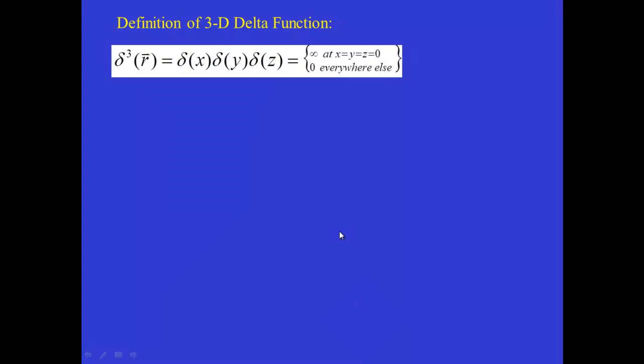Finally, the Dirac delta function is often expressed for a three-dimensional world because particles, like electrons, exist in 3 dimensions. We can define a three-dimensional Dirac delta function using the notation delta cubed of r vector as the product of the three delta functions for the three coordinate directions. Here in a Cartesian system, it would be delta of x, delta of y, delta of z, and it has the familiar property that it's equal to infinity at the origin, where these three are all 0, and it's equal to 0 everywhere else.